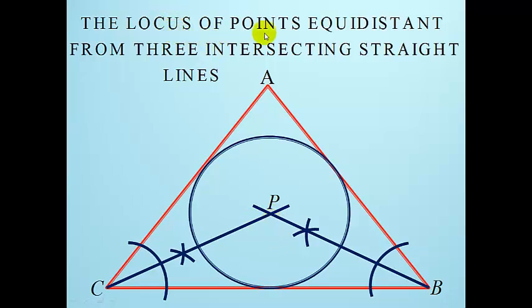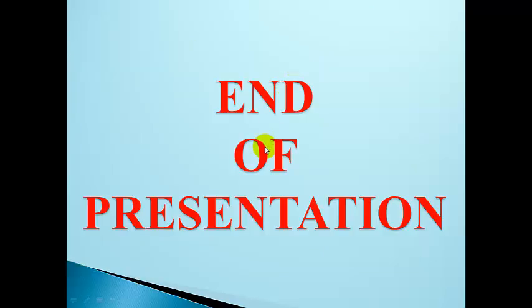So when you are constructing the locus of point equidistant from 3 intersecting straight lines, the circle is within. The circle is within the triangle. Take note. That is how we construct the locus of points equidistant from 3 intersecting straight lines. This is the end of our presentation on construction.